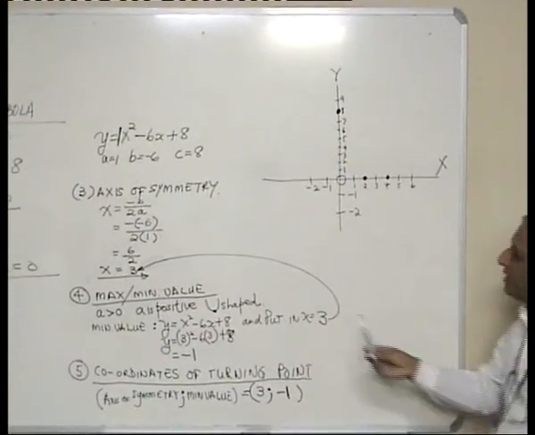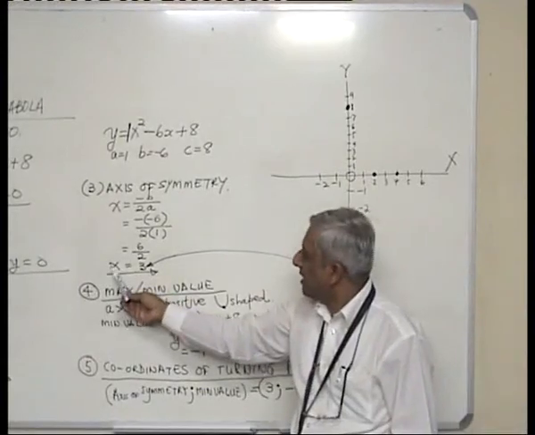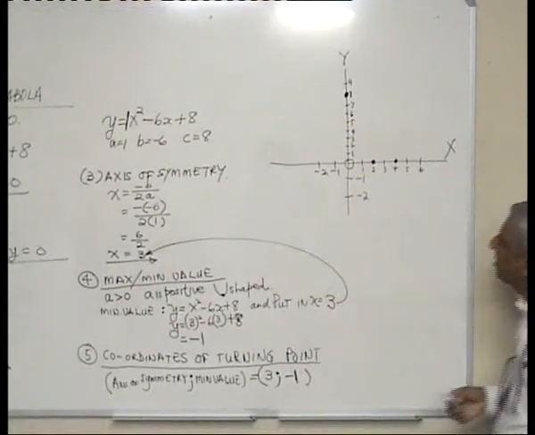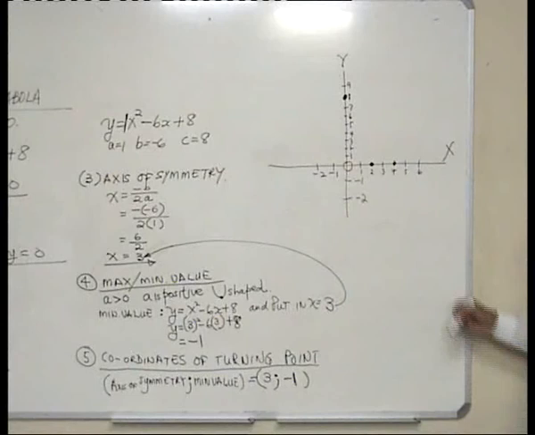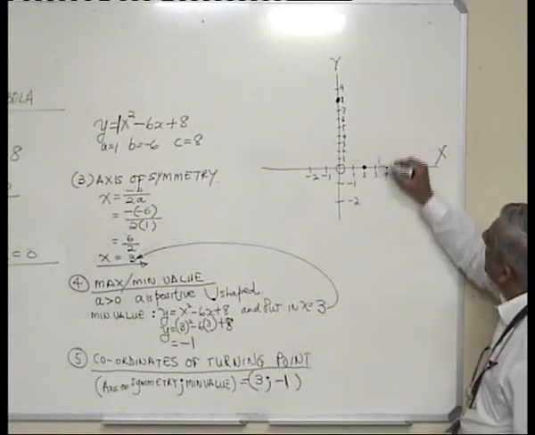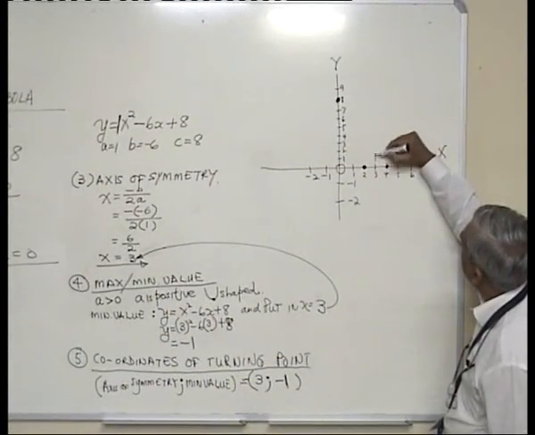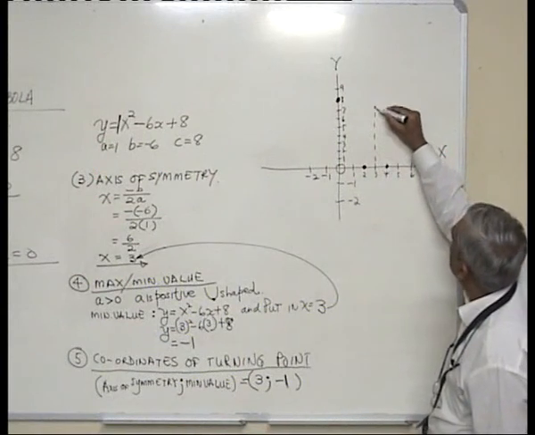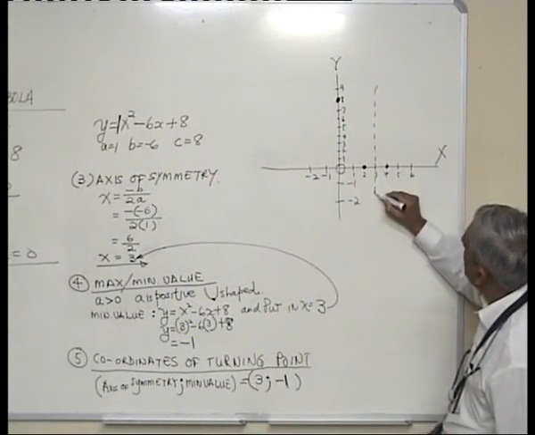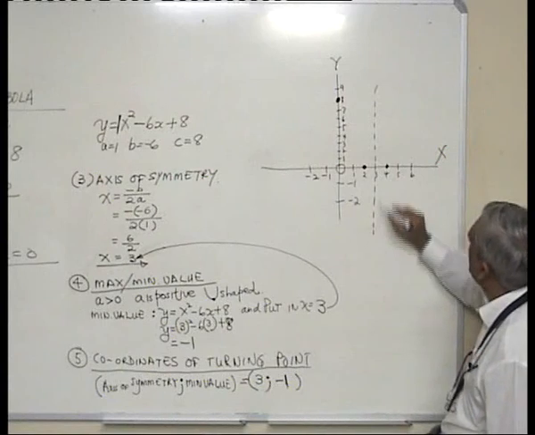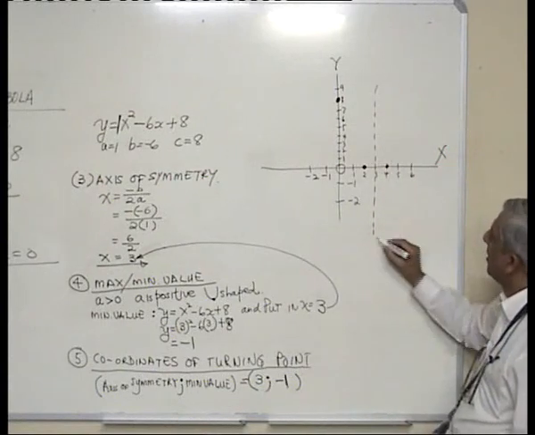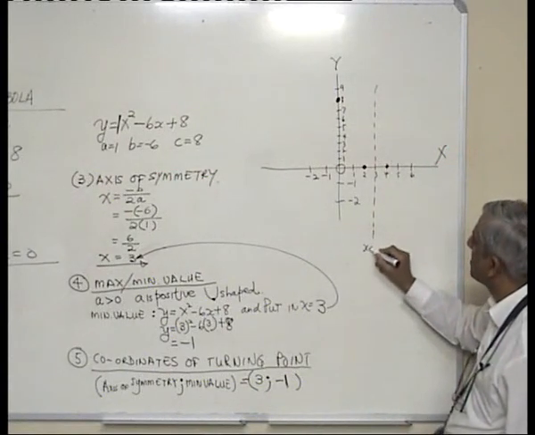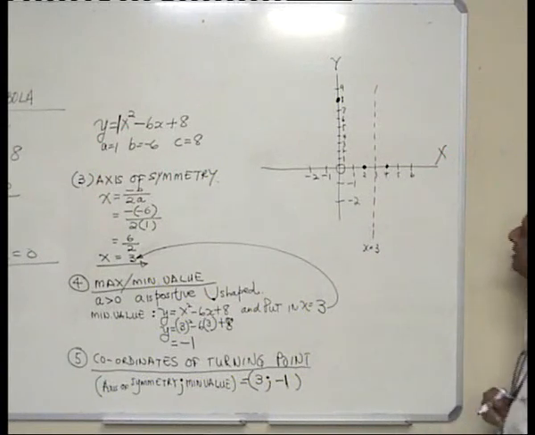Now from your straight line graphs, you know that x is equal to 3 is a special graph. And x is equal to 3 is here. So the axis of symmetry will be a line going through 3 like that. And generally for a parabola, we always keep it a broken line like that. X is equal to 3. So we've done that. The third step is finished.